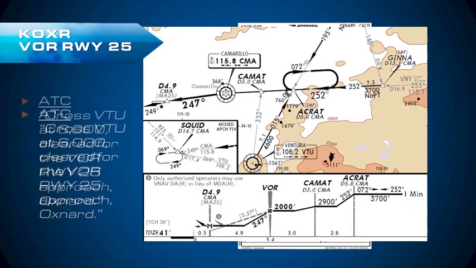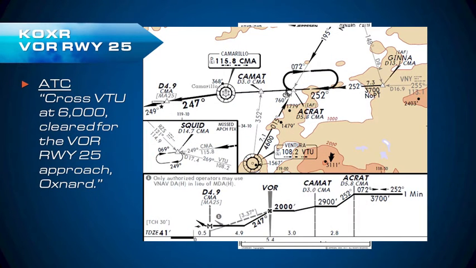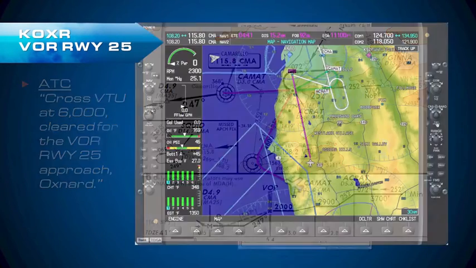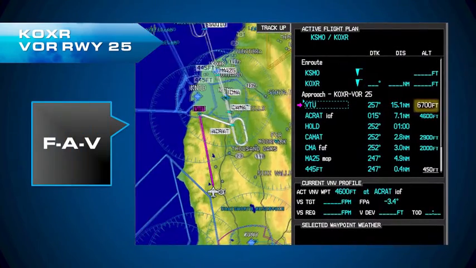So let's take a look at the approach. Here, air traffic control says to us, cross the Ventura VOR at 6,000, cleared for the VOR runway 25 approach into Oxnard. We'll enter 6,000 feet into the flight plan and use VNAV to cross Ventura at 6,000 and continue the VNAV descent to 4,600, the published altitude on the feeder route to ACRAT. Then we'll use VS to descend to 3,700 feet, the procedure turn altitude, and then we'll pick VNAV back up to descend to 2,900 feet at CAMET.